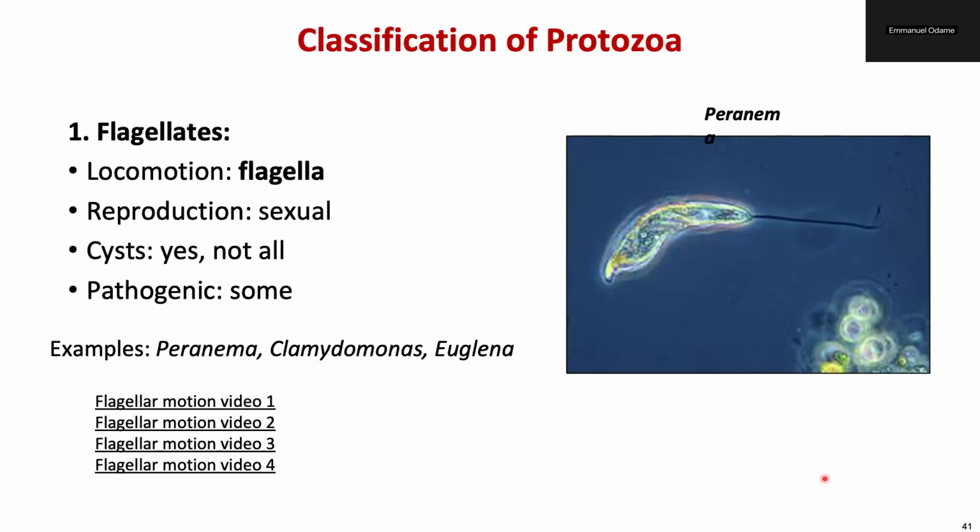Now let's talk about classification of protozoa. The first classification is flagellate. Flagellate basically means their source of locomotion is via flagella. And these groups reproduce sexually, and their whole reproduction system involves a cyst stage, and some of them are pathogenic. Some of these examples include Paranema, and all these examples as listed below.